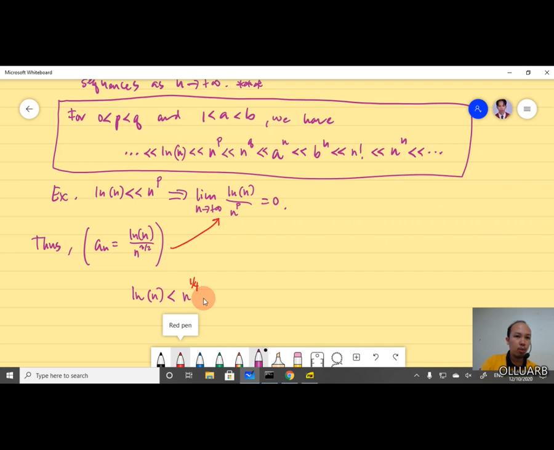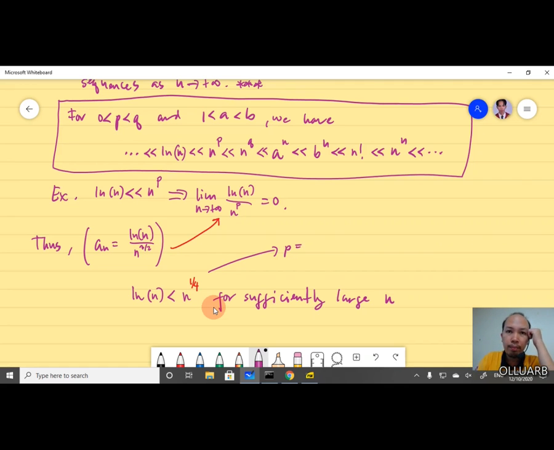Notice that this is true for sufficiently large n. So what do we mean by sufficiently large n? Anyway, you can choose your p here to be 1/4.